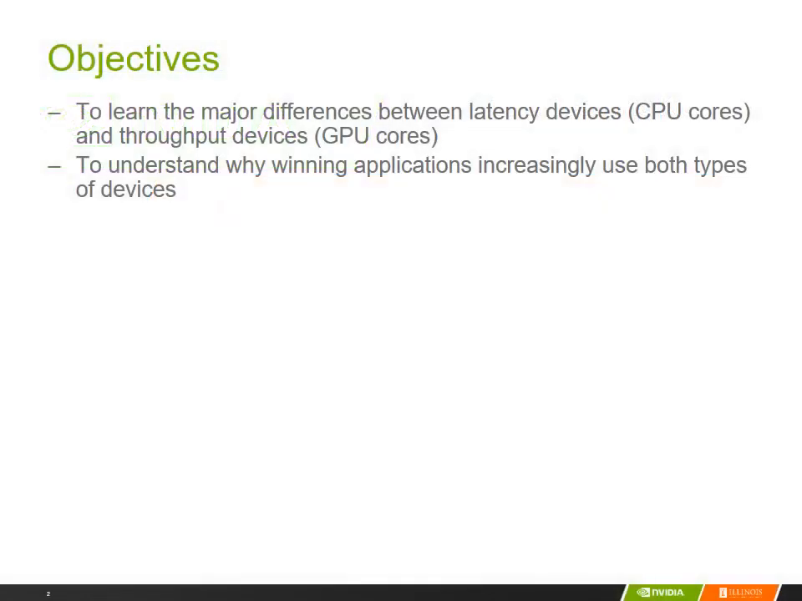The main objective of this lecture is for students to learn the major differences between latency devices, which are CPU cores, and throughput devices, which are GPU cores. By understanding these differences, students would understand why winning applications increasingly use both types of devices.